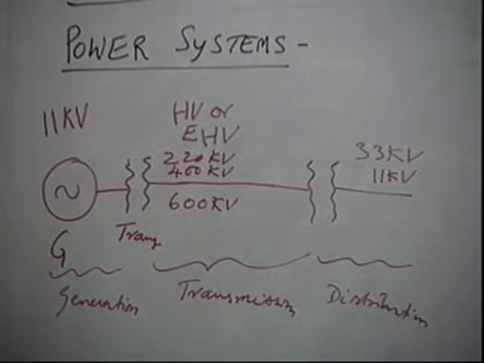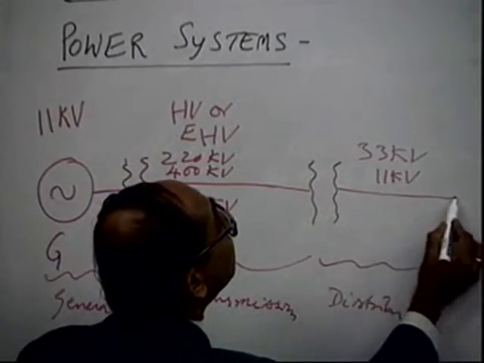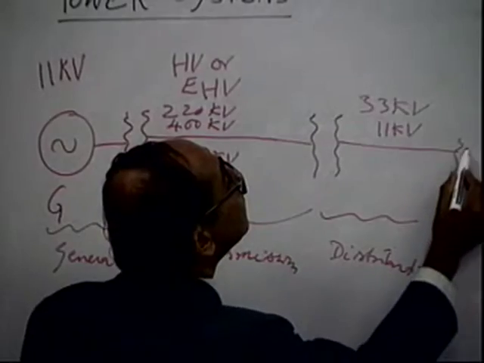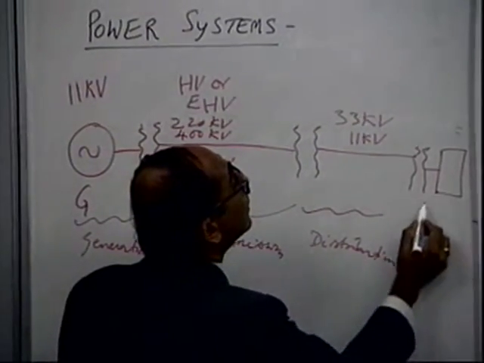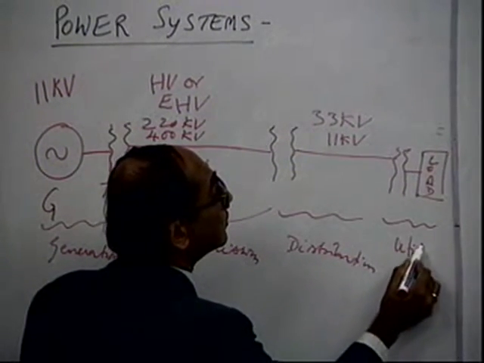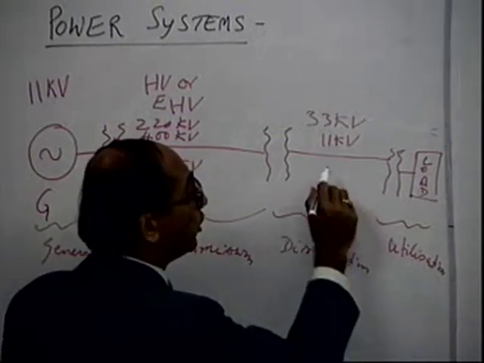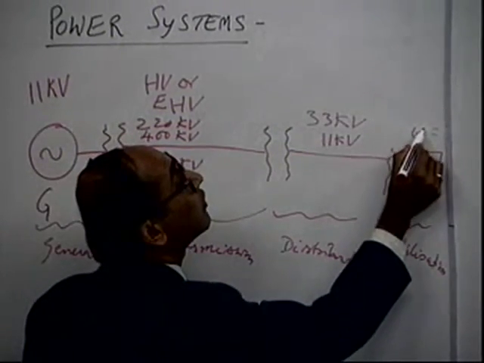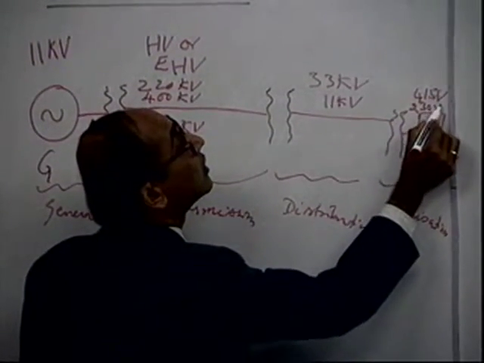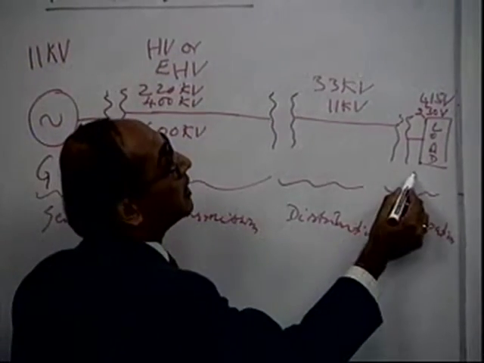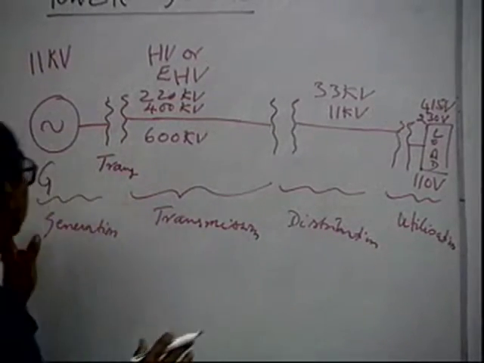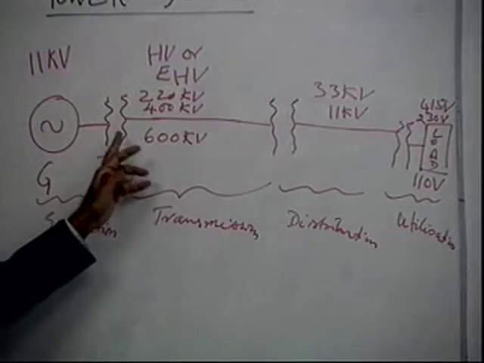And then you have come to utilization. This is the load, utilization. Here from 11 kV you come down to 415 volts 3 phase or 230 volts single phase, and of course in some countries they are also 110 or 120 volts. So you will notice how the transformation has taken place because of this transformer.